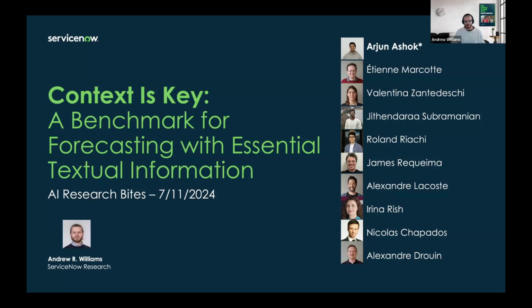Today, I'll be talking to you about our new paper, our ongoing project and new paper, which is called Context is Key, a benchmark for forecasting with essential textual information. This is a first co-authorship with Arjun Ashok that you can see up here. And then there's this full list of authors: Etienne Marcotte, Valentina Zantedeschi, Jitendra Subramanian, Roland Riachi, James Rakema, Alexandre Lacoste, Irina Risch, Nicolas Chaparos, and last but not least, Alexandre Drouin. So, those are all the authors, many of them at ServiceNow.